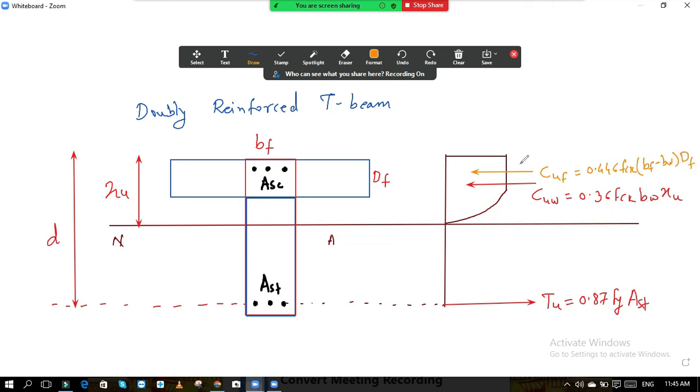Now what is the lever arm of this? Sorry, not the lever arm, from the top, the distance of the force from the top is Df by 2. It is not the lever arm. Then next, for this force, you also know the distance is 0.42 xu, we have discussed it a lot of times.